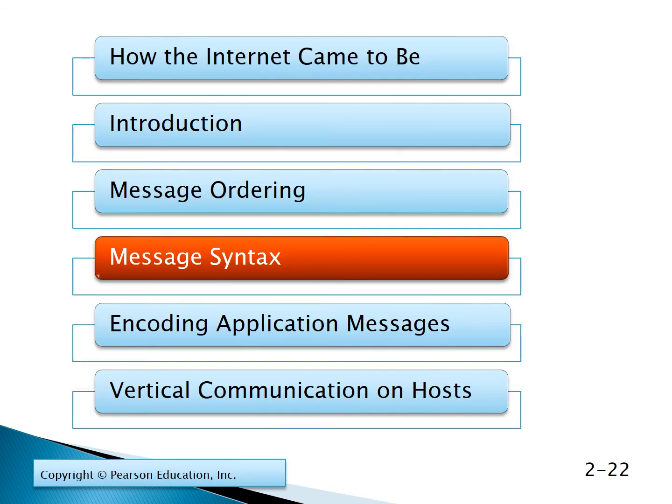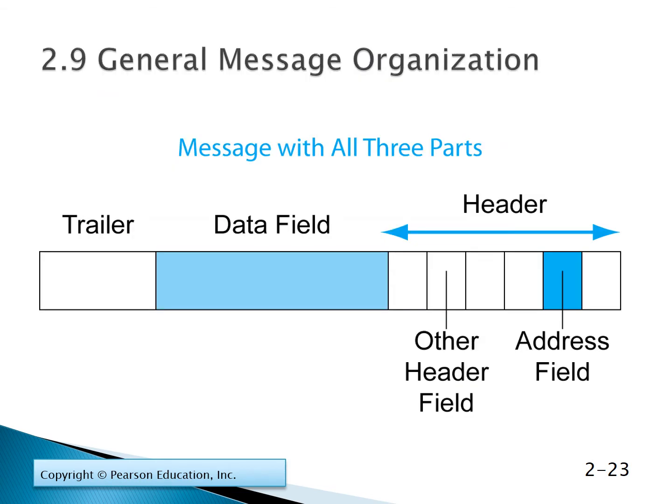So now we'll look at message syntax. A general message organization looks like this diagram. Here we have a message with three parts. This one is the data field, the actual data that you want to send. And this one is the header, what information we want to add at the beginning of the data.